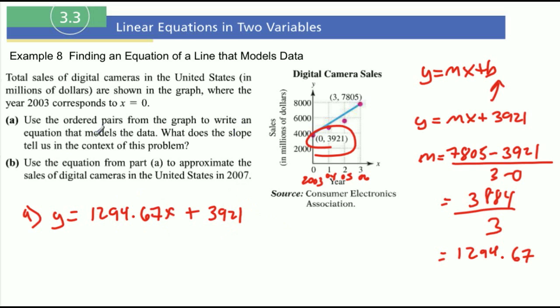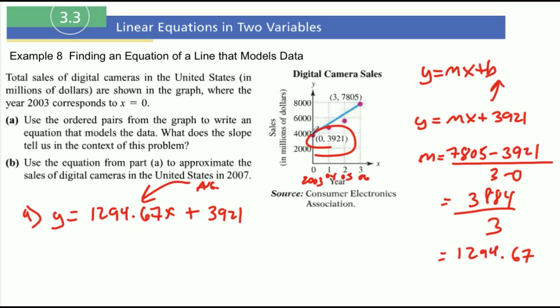So what does the slope tell us about the context of the problem? So what's the relevance? What's the real world application of 1294.67? Okay, so this is in millions. This is what it means. This means every year, so from year 2003 to 2004, from 2004 to 2005, and from 2005 to 2006, every year, the sales of digital cameras have risen on average $1,294.67 million. Again, this is average. This is very important here. Average. We took 2 points, right? And we found its slope.